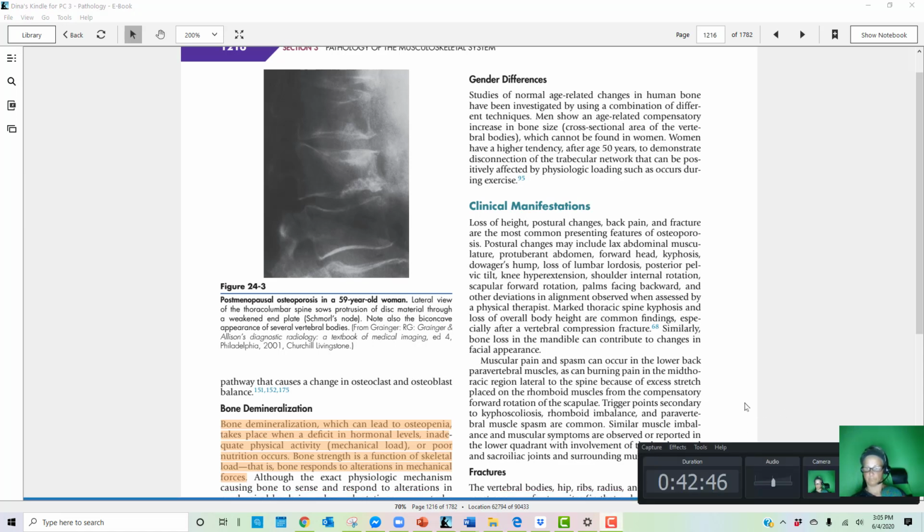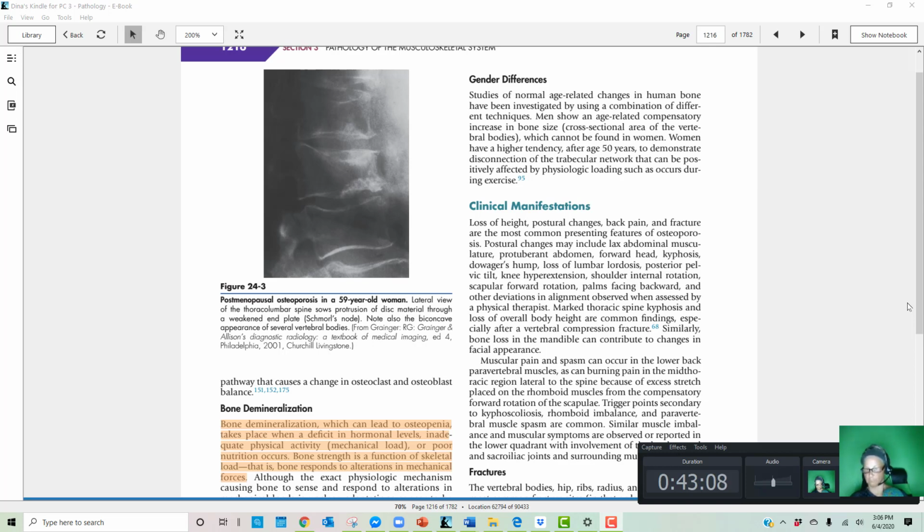Gender differences. Studies of normal age-related changes in human bone have been investigated by using a combination of different techniques. Men show an age-related compensatory increase in bone size, cross-sectional area of the vertebral bodies, which cannot be found in women. Women have a higher tendency, after age 50 years, to demonstrate disconnection of the trabecular network that can be positively affected by physiologic loading such as occurs during exercise.